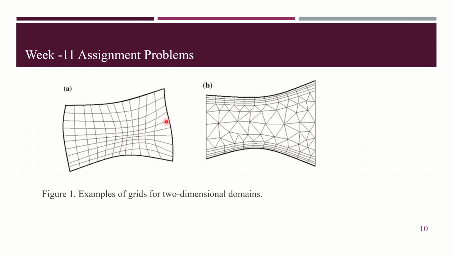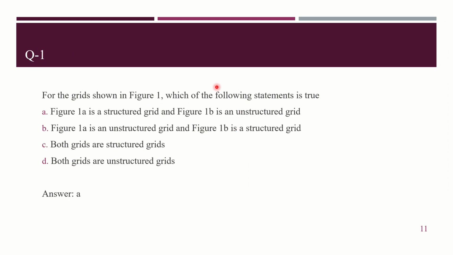Here we are given two grids for a two-dimensional domain. The system is almost the same, but we have used two different meshes. Here it is a structured mesh and here it is an unstructured mesh, because you can see that the meshing is quite different. The questions coming after this are based on these two grids. The first question is: for the grids shown in figure 1, which of the following statements is true?